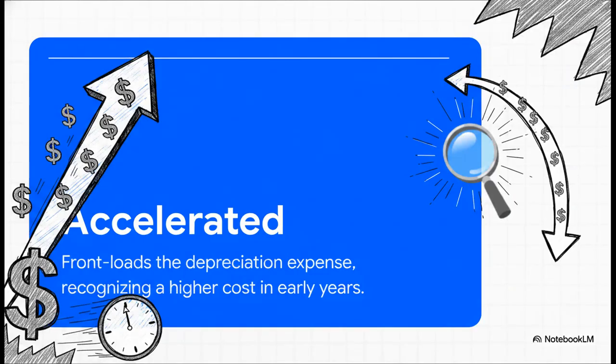And that brings us to the other side of the coin, accelerated depreciation. Methods like the double declining balance completely flip the script. Instead of a steady drip, these methods literally front-load the expense. This means you're recognizing a much higher cost in the early years of an asset's life, and that expense gradually decreases later on. It's an aggressive, upfront approach.